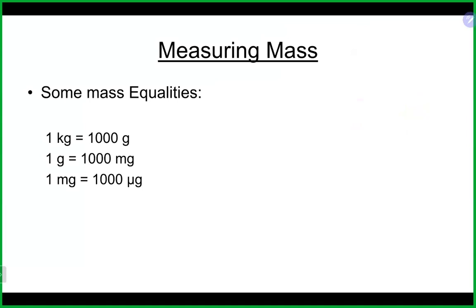Obviously, these are some important mass equalities. 1 kilogram is 1,000 grams, used a lot, and also grams to milligrams is used a lot. I don't think you hit too much micrograms, which is the last one on the right there. We probably won't see too much of that, and truthfully, you won't see too much of it as you go through your other classes as well. But definitely those two, you definitely should know these guys.